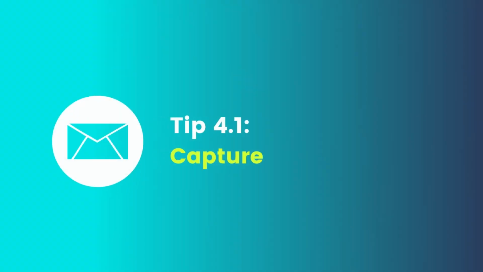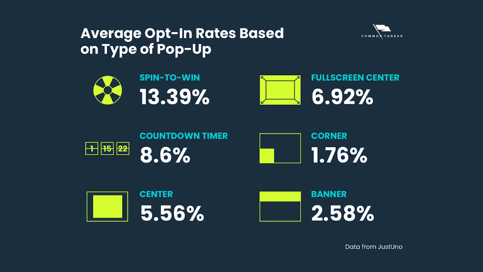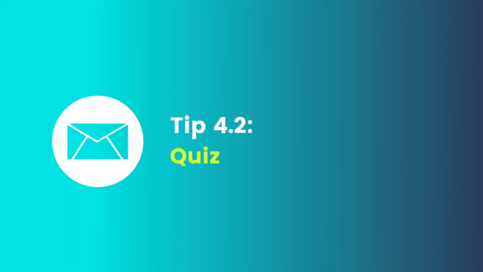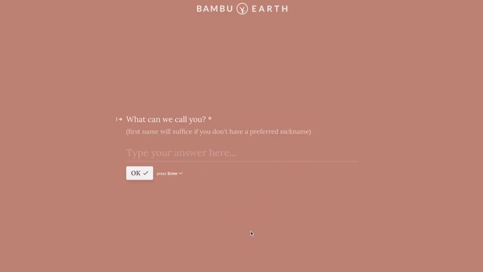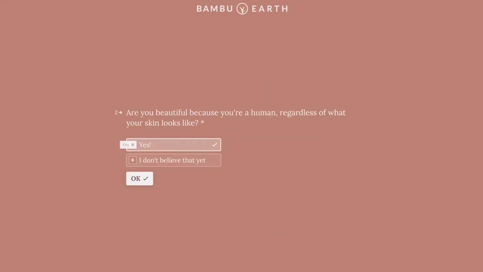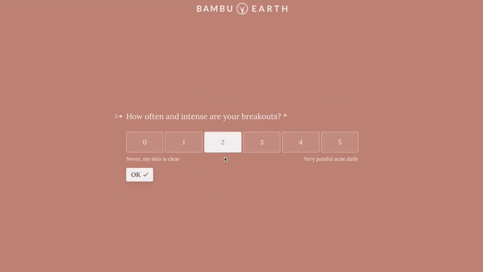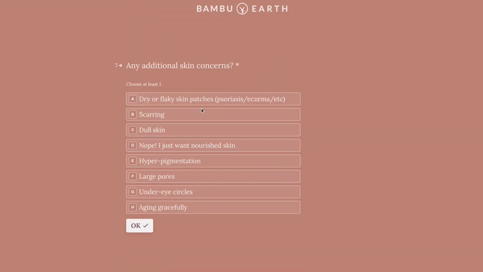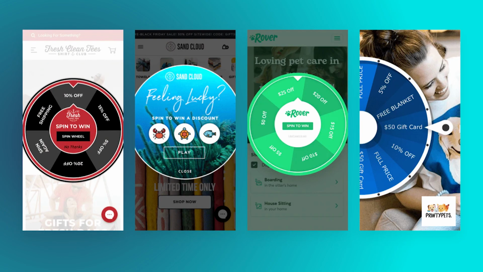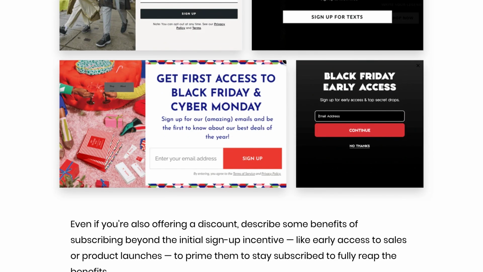Number 1, capture. Before deciding what pop-up style you use, it's important to know the average opt-in rate for each of them. Use these stats to compare against your current pop-ups. Number 2 is quizzing. Bamboo Earth's Skin Quiz is a perfect example of targeting curiosity. Not only does this capture basic information, but it also captures more quality information that can be used in the future on those email flows. Number 3 is entice. Although they get a bad rap, spin to win pop-ups regularly convert at double of their non-interactive counterparts. You can see 45 examples of other pop-ups worth copying with the link in the description below.